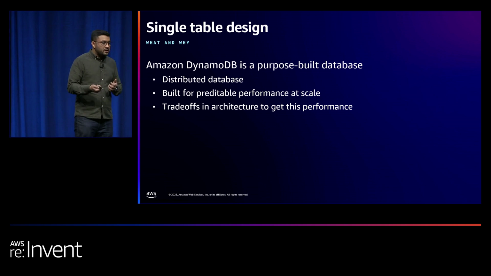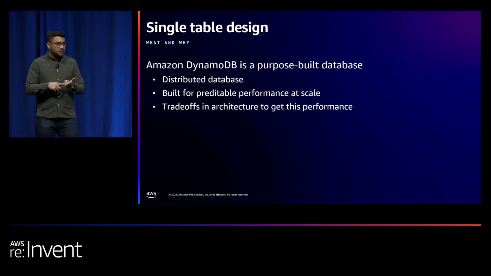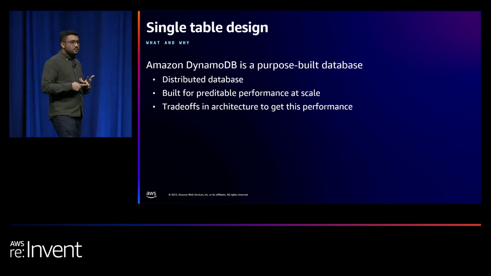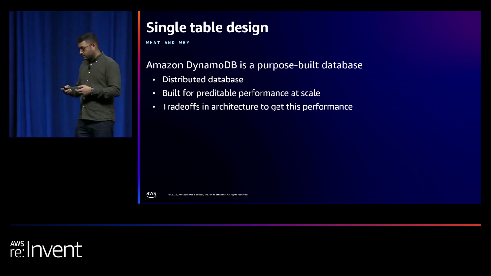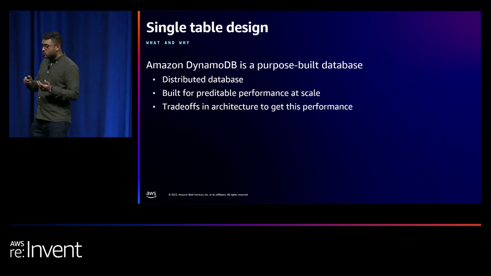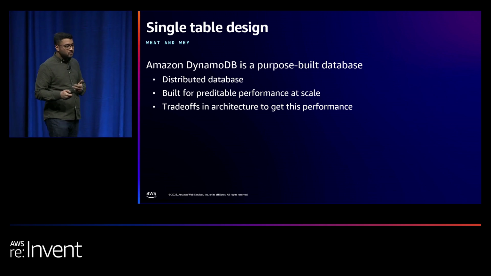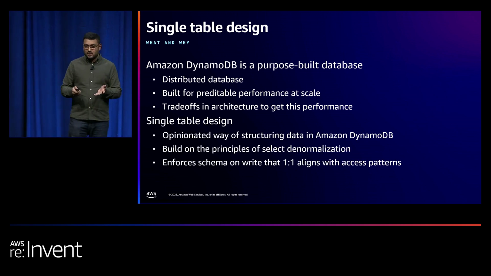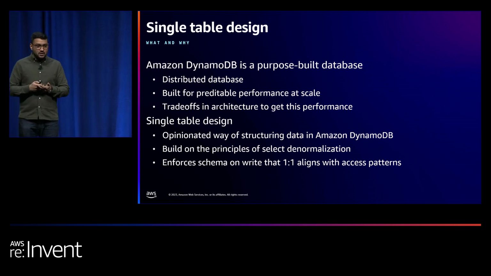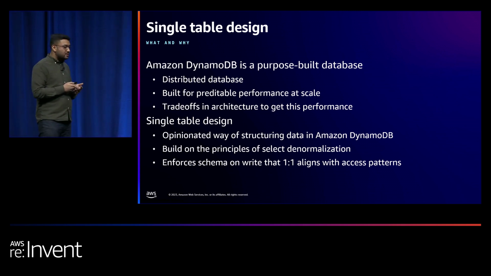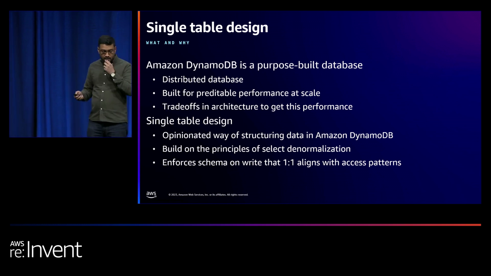And these trade-offs basically indicate that we will not have joins, we will not have constraints, we will not have typical stuff that you generally associate with relational databases. So to make sure that we can get the best out of DynamoDB, what we need to do is use a single table design principle. Single table design is basically an opinionated way in which you can structure the data structure on how you are going to store the data inside of this.